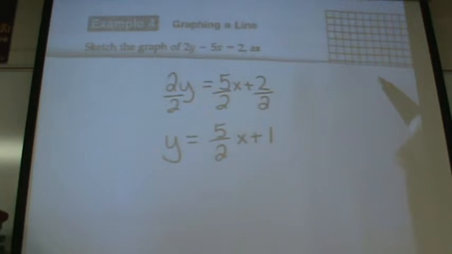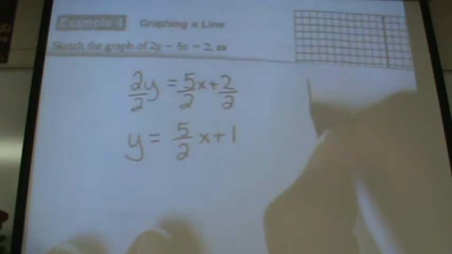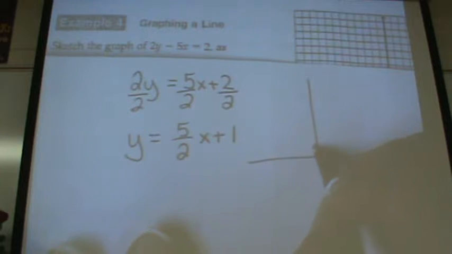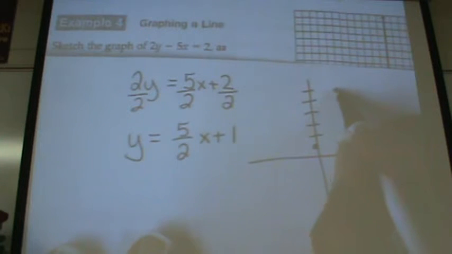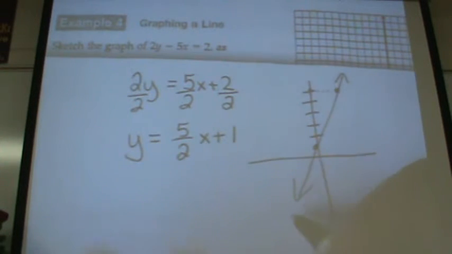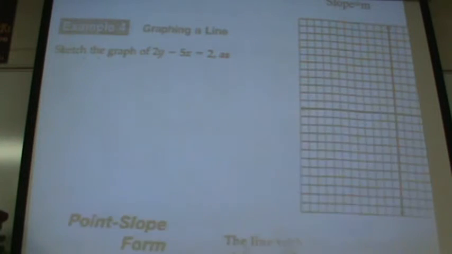Okay, where do I go now? What do I do? I'm going to begin at 1, 1, and I'm going to go up 5 and 2 to the right. Now, should I continue that pattern? That 5 to 2, 5 to 2? Yes, if you can, do it. Easy stuff, right?